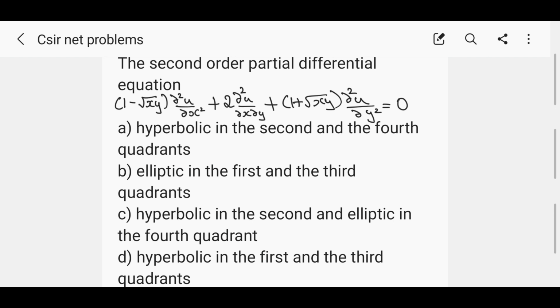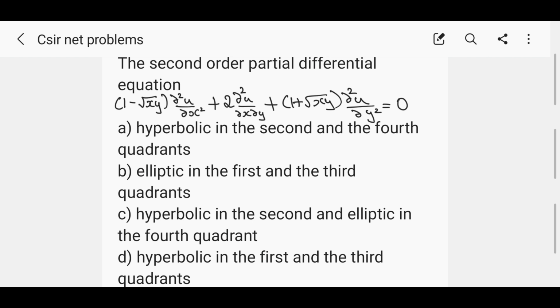Option 1, hyperbolic in the second and the fourth quadrants. Option 2, elliptic in the first and the third quadrants. Option C, hyperbolic in the second and elliptic in the fourth quadrant. Option D, hyperbolic in the first and the third quadrants. So a second order partial differential equation is given. We will find the nature of the equation by using the general form of the partial differential equation, and we will find the solution to this problem.